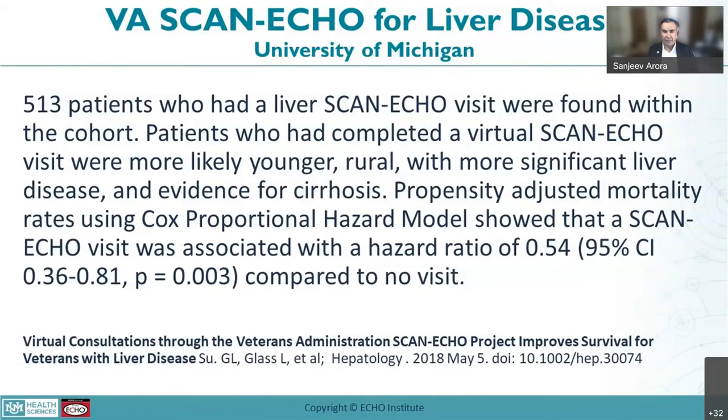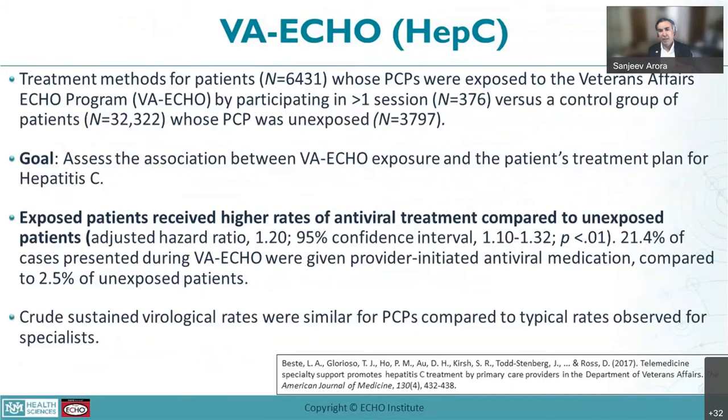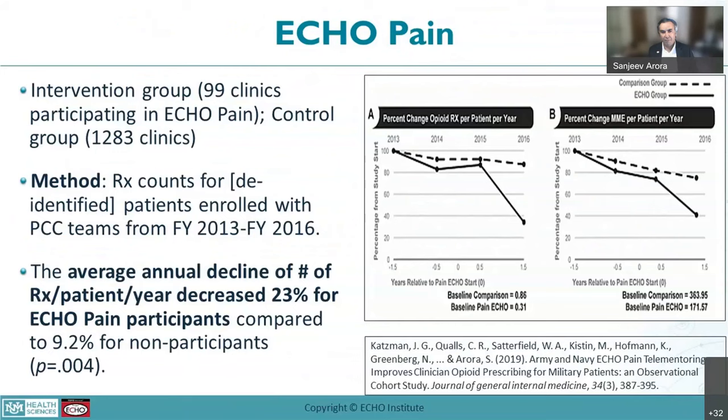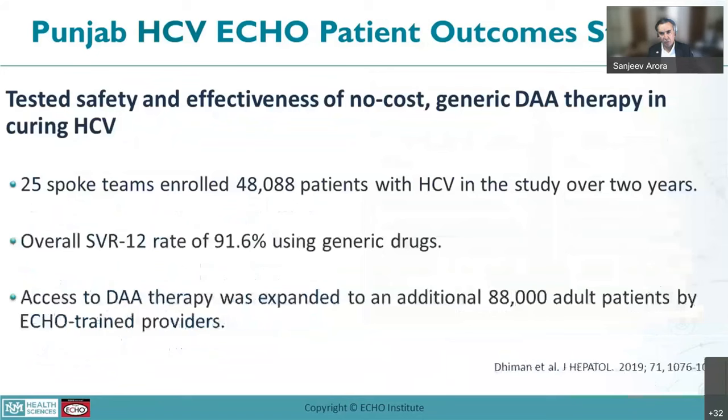Another publication from the VA showing 6,400 versus 32,000 patients, that 21% of them got treatment if they were presented versus 2.5%. And the US Department of Defense DOD ECHO showing that they were able to really dramatically improve opioid prescriptions in 99 clinics that participated versus the control 1283. Again, these are data records rather than prospective randomized controlled trials.